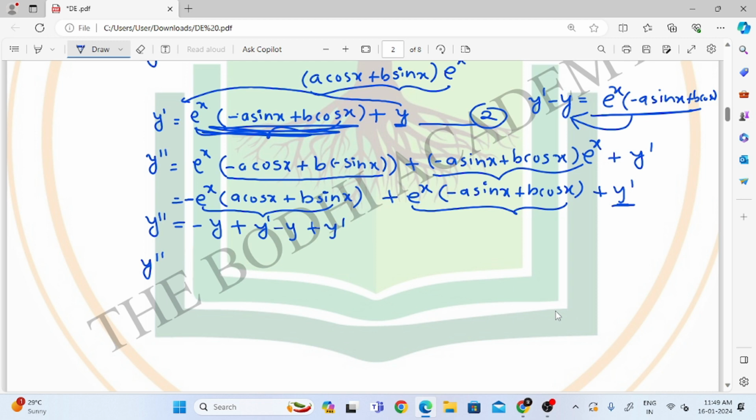Y double dash is equal to minus 2y, and y dash plus y dash, that is plus 2y dash. So we take everything to the left-hand side: y double dash minus 2y dash plus 2y is equal to 0. So this is our required differential equation.